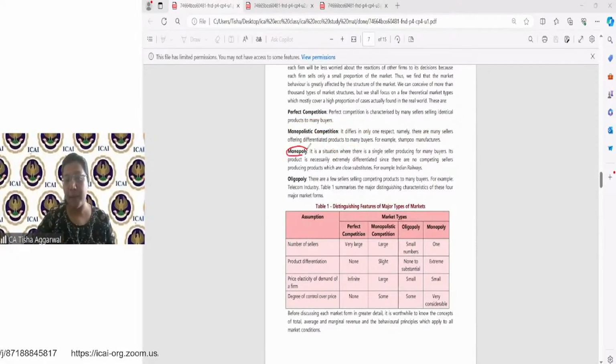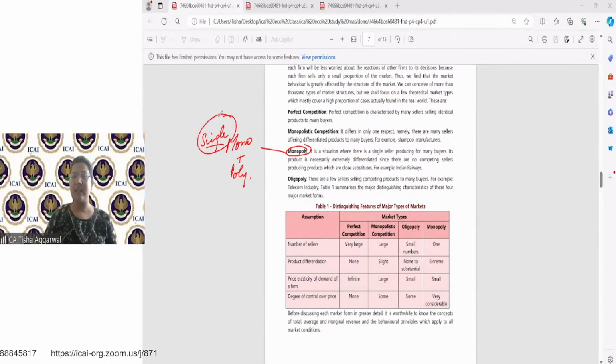Next is monopoly. Mono plus poly. Mono means single. And what does a single seller say? Single seller says you do whatever you feel like.